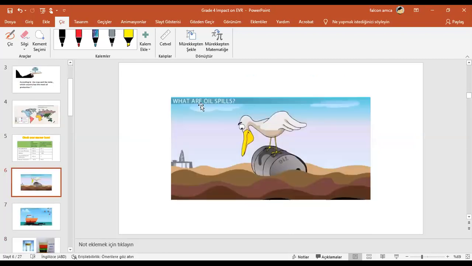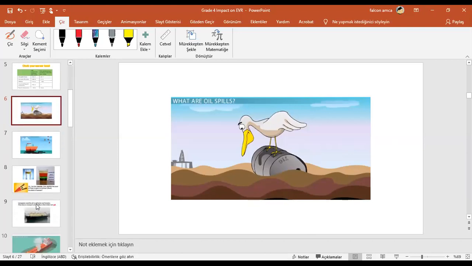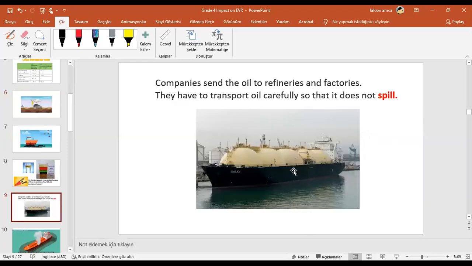And we mentioned oil spills. What are oil spills? What did you understand last lesson? Anwar, can you hear me? What is an oil spill? An oil spill is when the oil goes inside the sea, and the fish that live in the sea will die. But oil spills mean that during transportation there can be an accident.